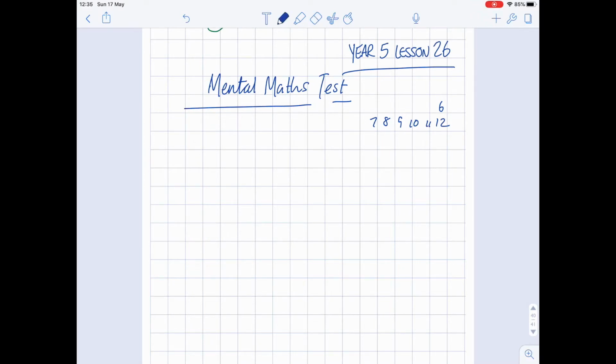Question 6. Simplify the fraction 5/15. So think about how you simplify a fraction. Question 7 is write the fraction 3/7. So write down the fraction 3/7.